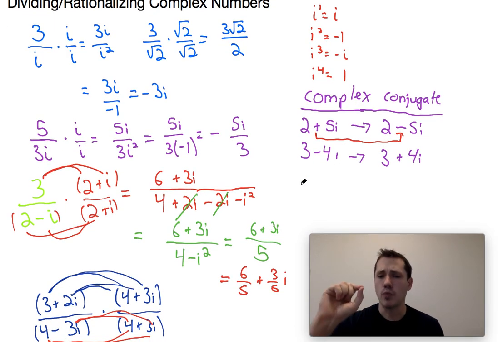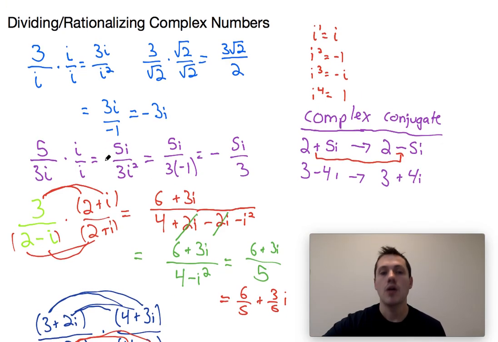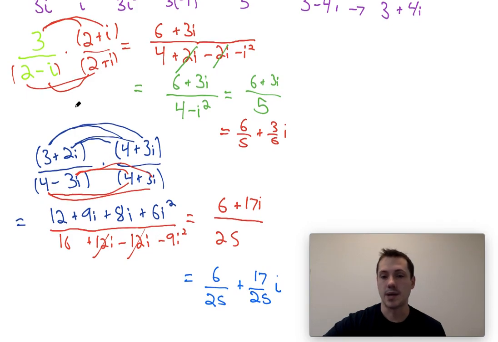Remember, if you only have one term in the denominator that has i, you multiply by i over i. Whereas if you have two terms in the denominator, one that has i and one that does not, you want to multiply by the conjugate.